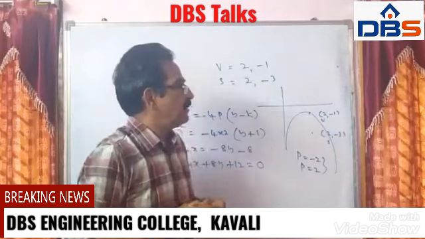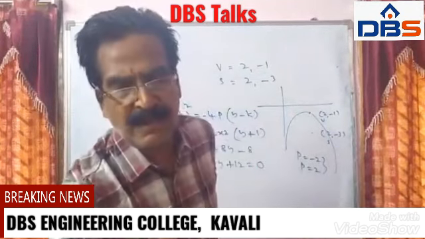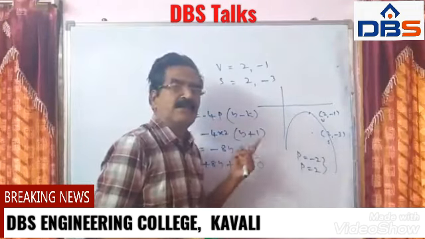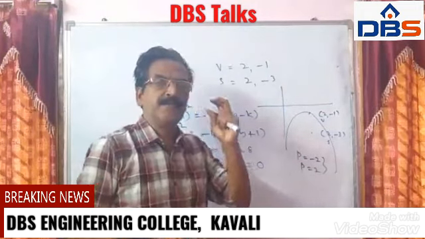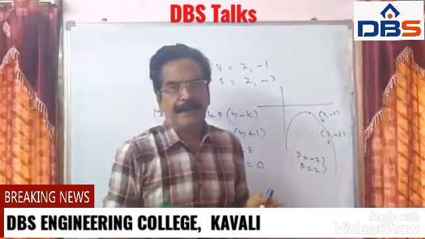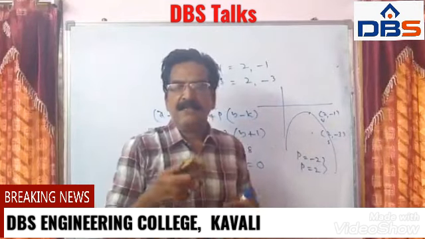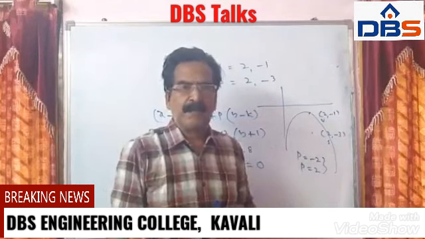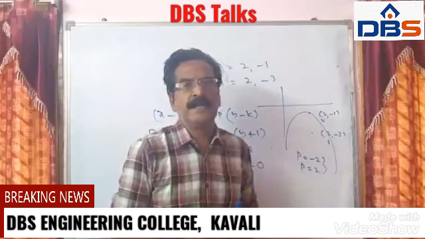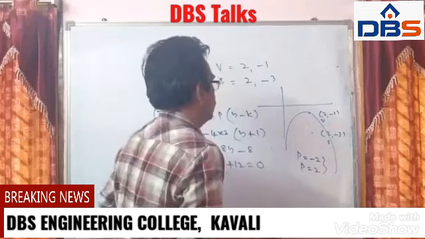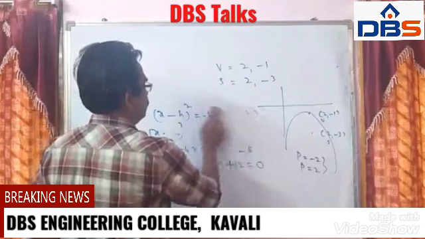So if the x coordinates are equal, you can identify the parabola nature, whether it is up open or down open or right open or left open. Accordingly, you can apply the formula. Okay friends, let us see one more problem.